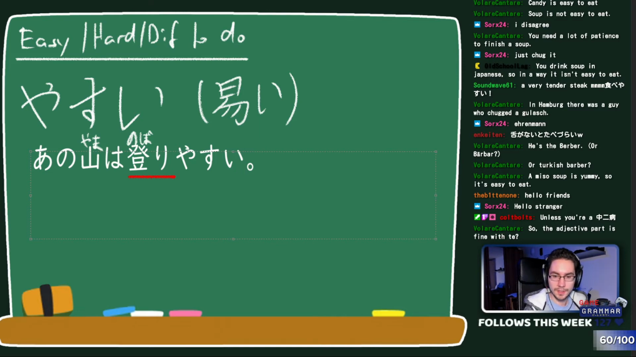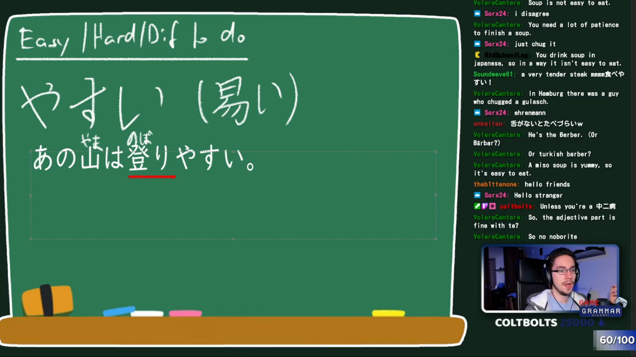So the adjective part is fine with te. I'm not quite sure what you mean with that. Can you be more specific? Maybe give an example of what you think. So yeah. There we go. Okay, so that's yasui, right? And it's just used to express that something is easy.